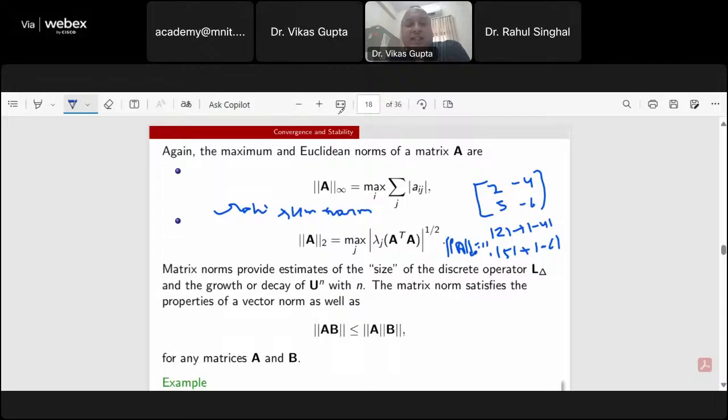Spectral radius of a matrix is defined as the largest eigenvalue in magnitude. Am I right? So the two norm for a matrix is defined by the square root of the spectral radius of matrix A transpose A, and spectral radius is defined as the largest eigenvalue in magnitude for a given matrix. In this way, the infinity norm and Euclidean norm can be defined for a given matrix.